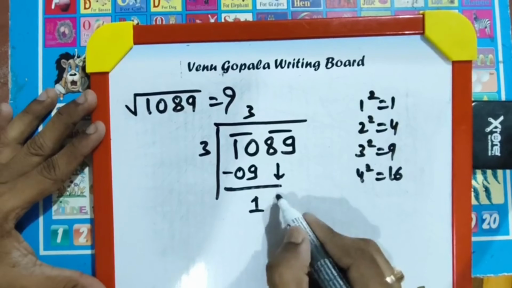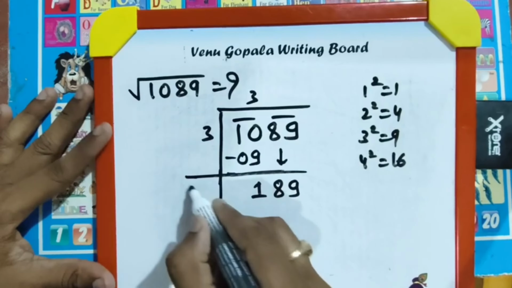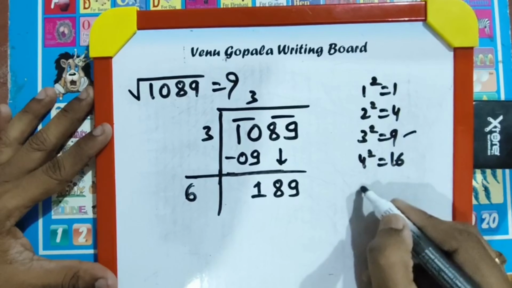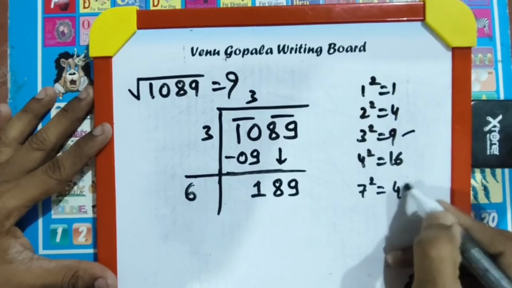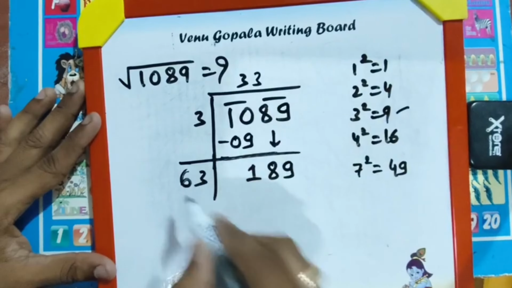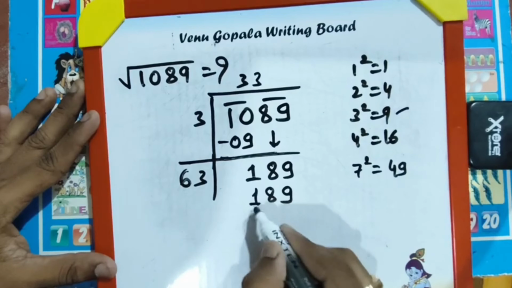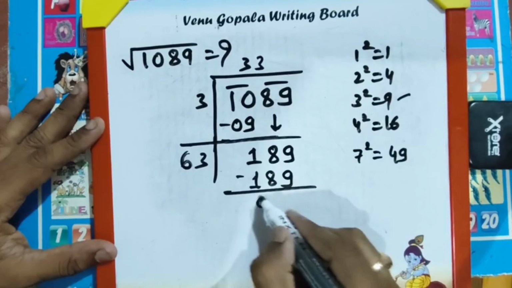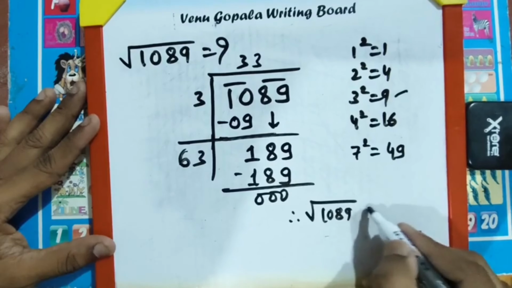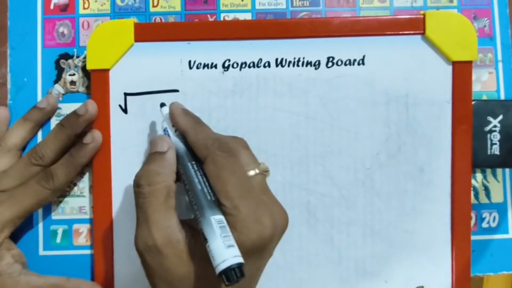10 minus 9 is 1. 189. I'll carry this 89 also. Now we have to add 3 plus 3, 6. 6 I'll write here. And I want a single digit, unit digit number, that is 9. 3 square is 9, 7 square is also 49. Let us see. By 3 we try. 3 3s are 9. 3 6s are 18. 189 minus 189, that is 0. It is giving you the remainder 0. Therefore, the square root of 1089 is equal to 33. 33 is the correct answer for this given number.